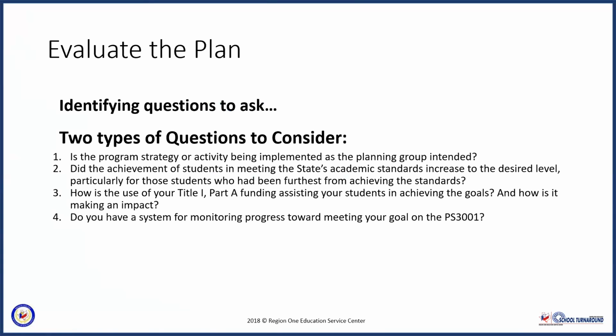activity or strategy? Did the achievement of students in meeting the state's academic standards increase to that desired level? And you're looking at the group of students who were furthest from achieving the standards. And then how is the use of your Title I Part A funding assisting your students in achieving the goals, and how is it making an impact? And then lastly here, do you have a system for monitoring progress toward meeting your goal on the PS 3001? I will reference that in just a minute. That's our relatively new schedule on our grant application for the district level.